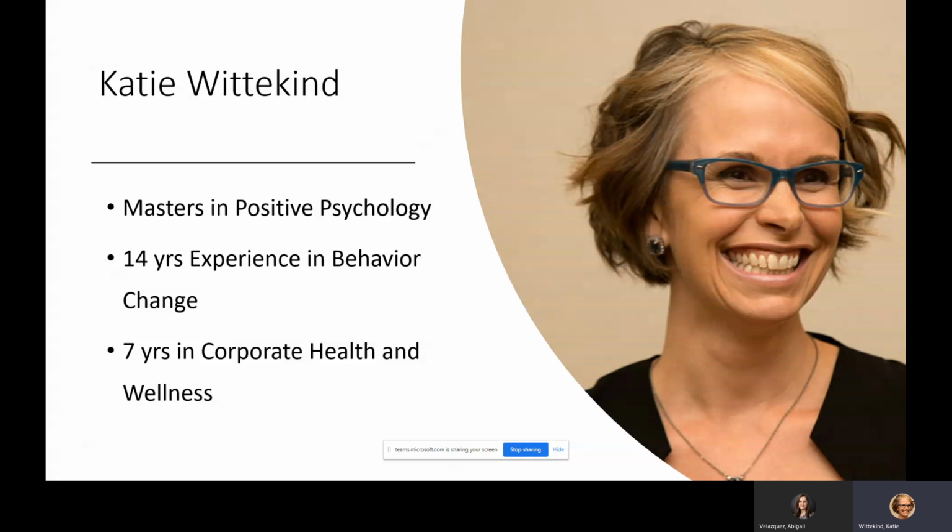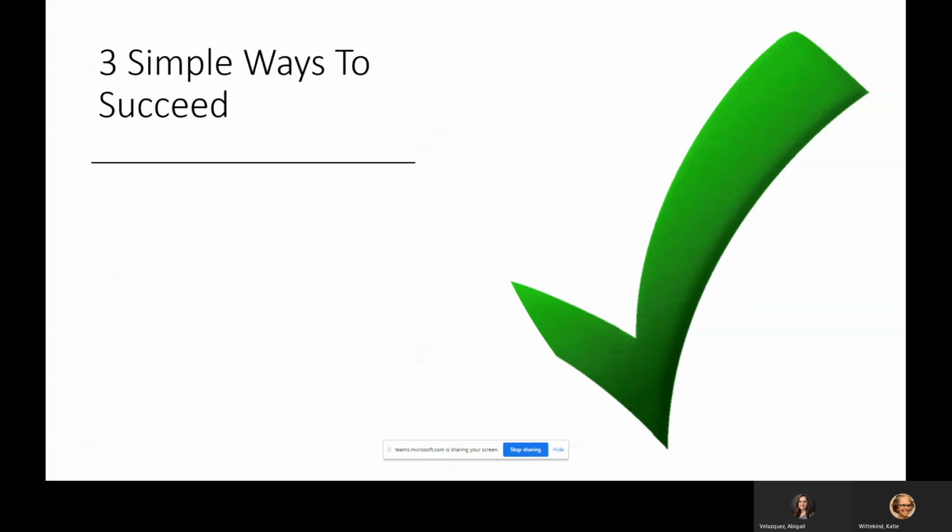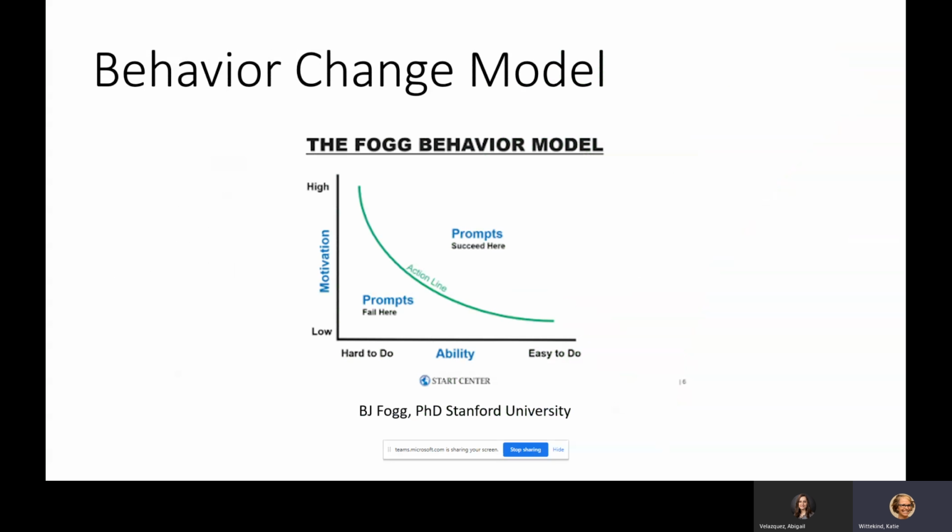But let's talk about behavior. There are 3 main components to behavior. One of them is motivation. Another of them is the ability to do the behavior. And then a third one is a prompt to do the behavior. So motivation for the behavior, ability to do the behavior, and a prompt to do the behavior. So let's look at how these 3 pieces interact.